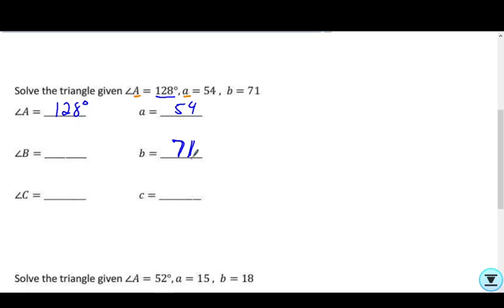Okay. Now, if you go to our chart, it says if you have an obtuse angle, if a is smaller than b, then you have no solutions. If a is bigger than b, you have one solution. And as you can see right here, a is smaller than b, so there are no solutions. And the information they gave us doesn't make sense.